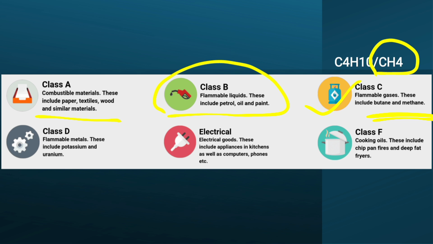In a class D type of fire, flammable metals burn, meaning these types of fires are due to flammable metals such as potassium and uranium. Class E, that is electrical fires, is due to fire from electrical appliances such as computers, phones, etc., as well as some appliances in the kitchen such as washing machines, refrigerators, etc. Class F fires are due to cooking oils, and include chip pan fires and deep fat fryers.